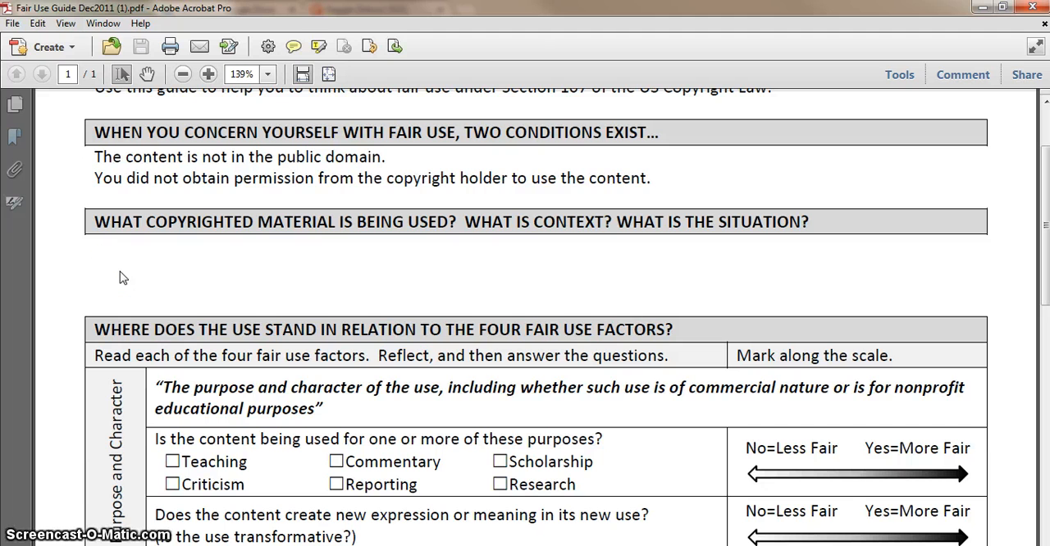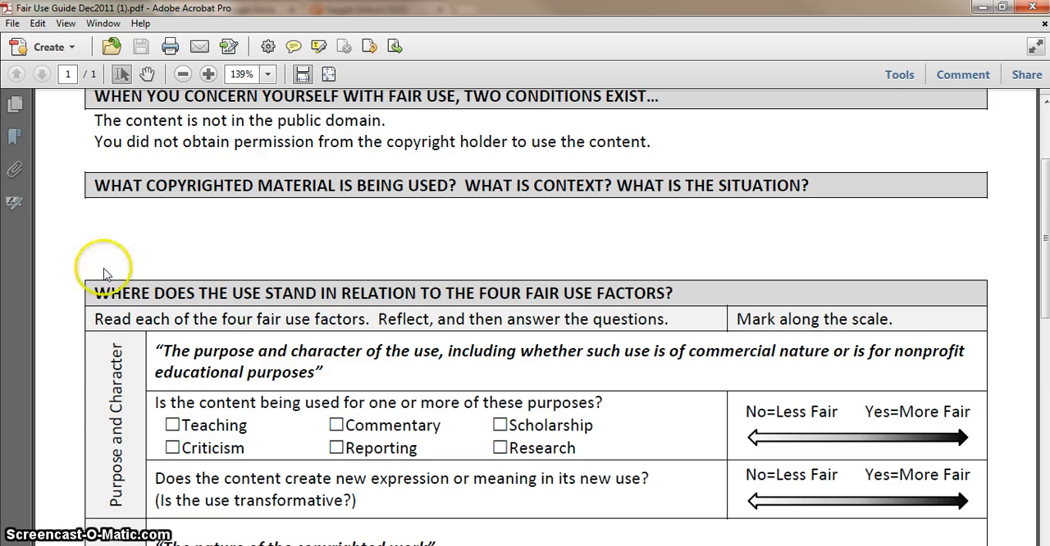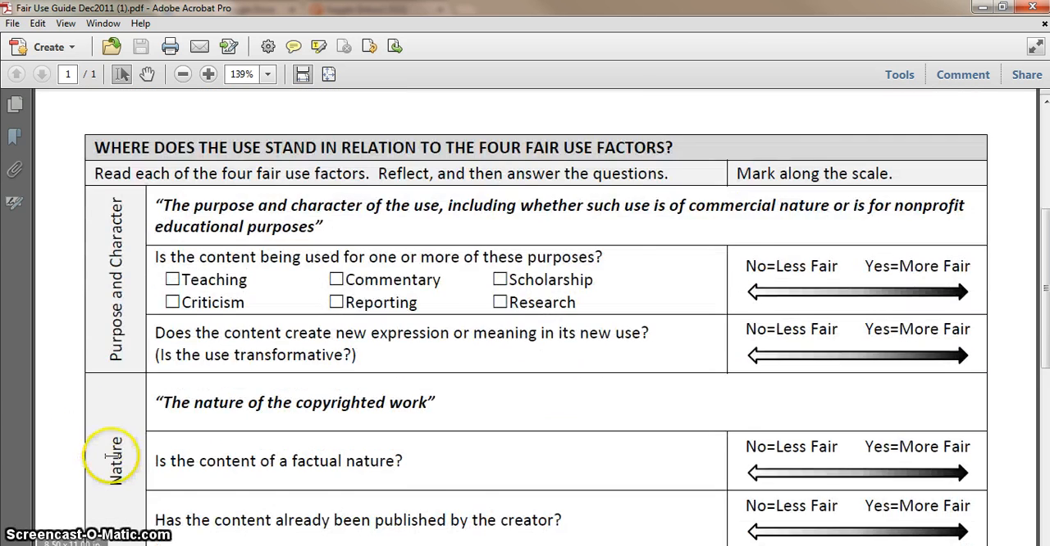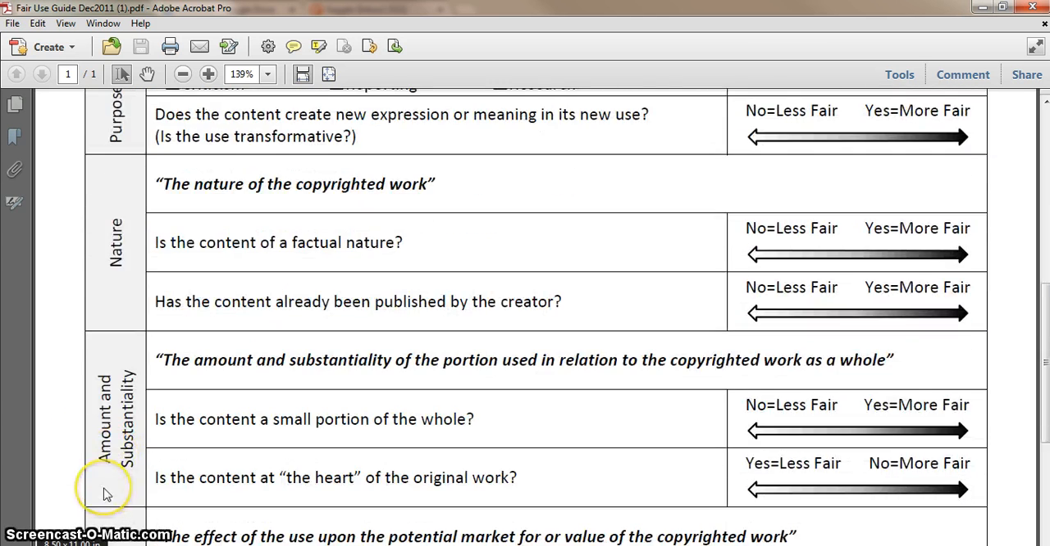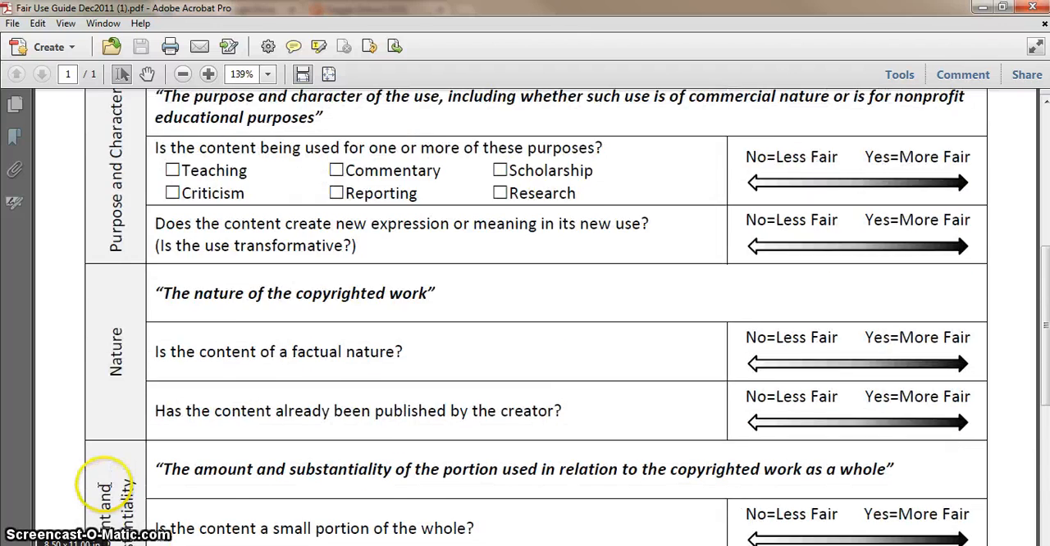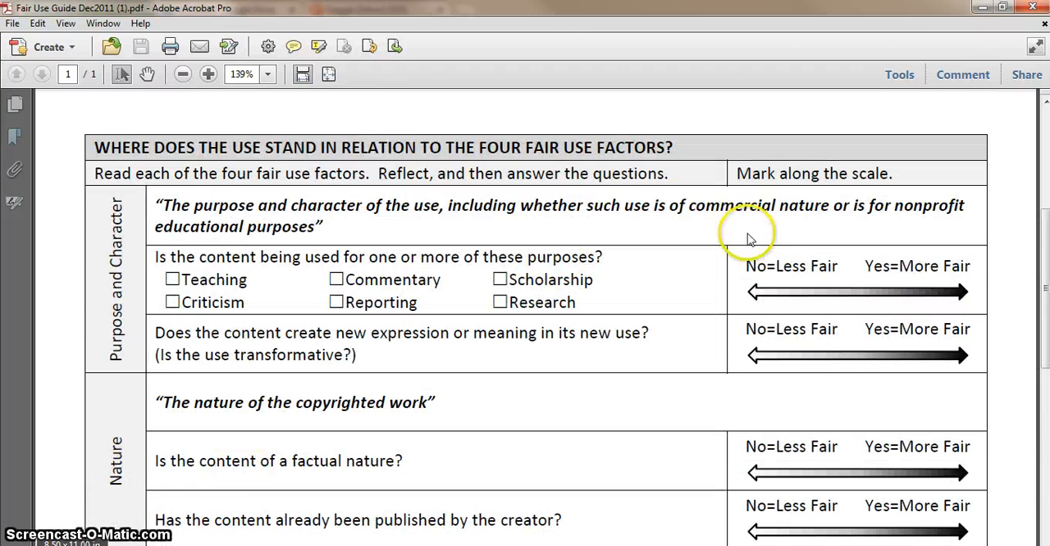As I said earlier, in fair use in public education, you have four things that you could be taken to court over, and if these things don't stand up in a court of law, then you could be in some big trouble, and you want your kids to realize this. So one of them is purpose and character. The next one is nature, amount and sustainability, and then effect. So let's go back up to purpose and character. Now, they're going to circle yes or no over here, and depending on whether they've circled more fair in each one of these, then they can assume that it's fair to use.